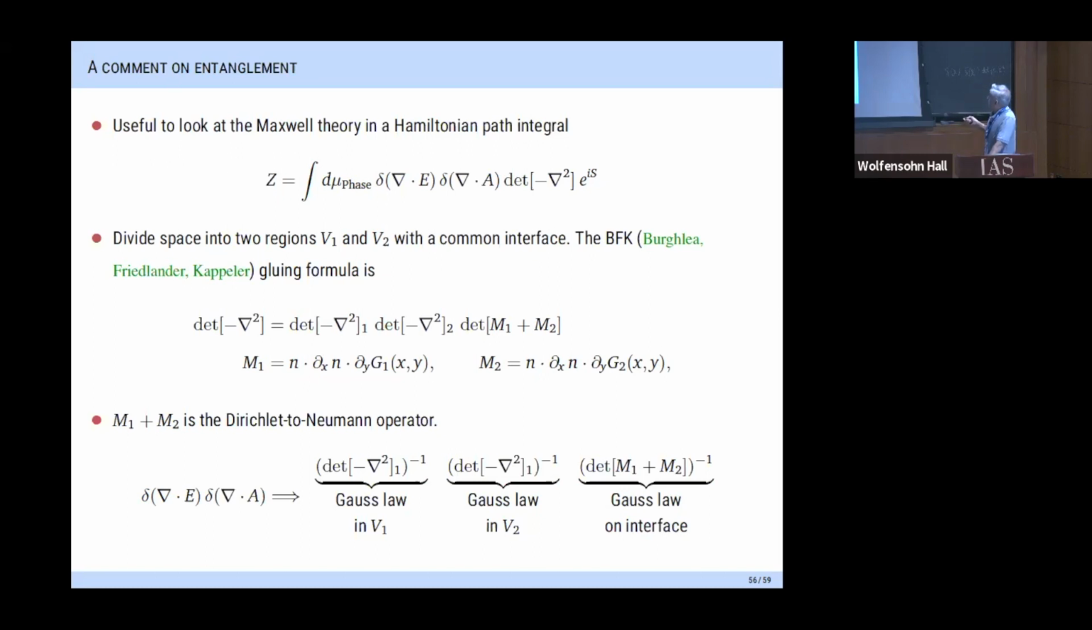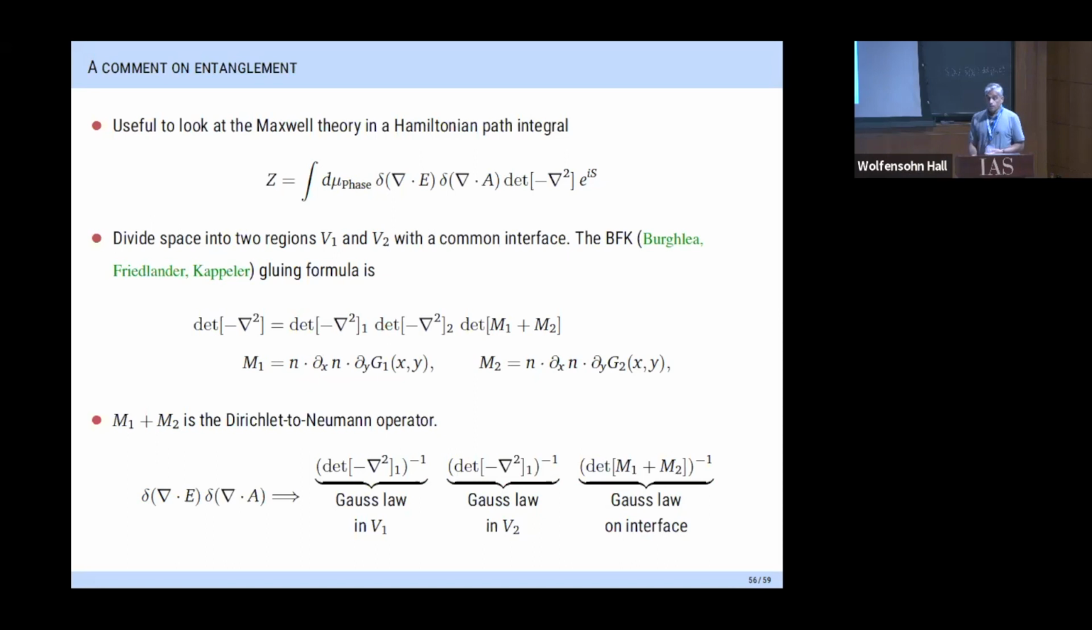So what I was going to say was these things cancel completely. But if you look at where the cancellation arises, remember, this is Gauss's law, and it's a conjugate constraint. So enforcing Gauss' law in region 1 is where you're going to pick up this determinant. Enforcing Gauss' law in region 2 is where you're going to pick up this one. And this comes from enforcing Gauss' law on the interface itself between the two regions.